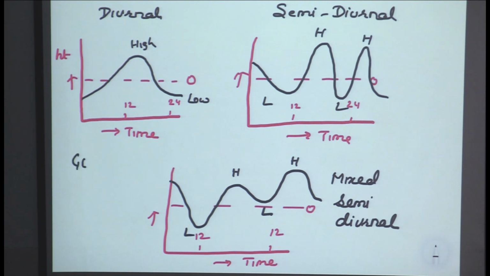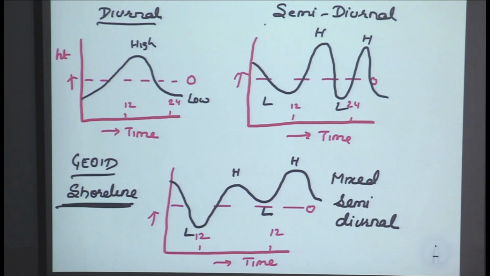Because we are geoid and because we have shoreline, uninterrupted tidal generation is not there. Tide facilitates variations and these variations generate 3 different types of tides called diurnal, 1 high, 1 low, semi-diurnal, that is 2 highs and 2 lows, and when I take reference of the other, that is mixed semi-diurnal, that means 2 high and 2 low, but the height of the tides are not similar.